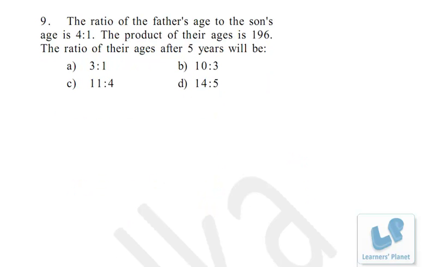Now see this. The ratio of father's age to son's age is 4:1. The product of their ages is 196. Find the ratio of their ages after 5 years. That is a pretty simple problem. See here.